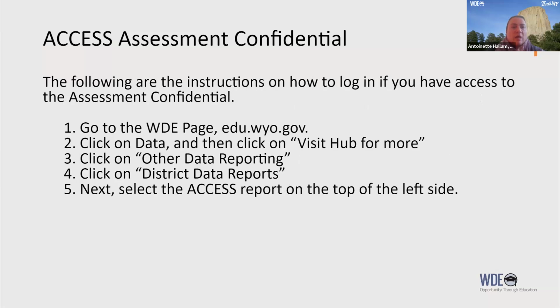Now, instructions for logging into the Assessment Confidential, you will follow those steps. You'll click onto the WD website, click onto data, click on the hub for more, and then you'll click on other data reporting, click on district data reports, and then you'll be able to select the access report. This report will be the most current available for the year.